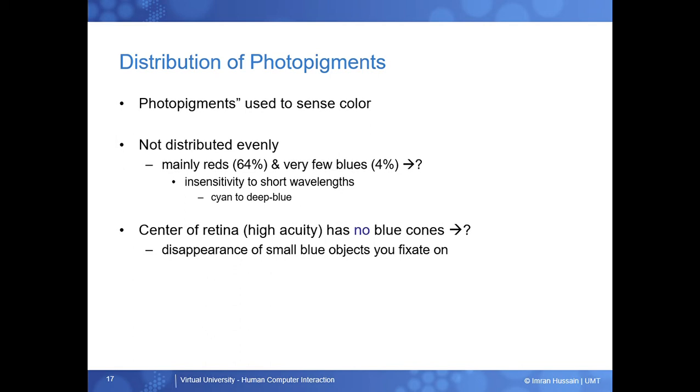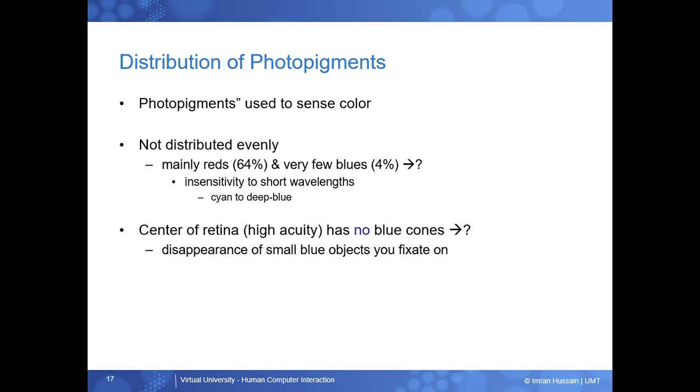Photopigments are not distributed evenly. Basically, we see more reds and very few blues. So, what does it mean? It means we are somewhat insensitive to short wavelengths, which is the color blue, from cyan to deep blue.